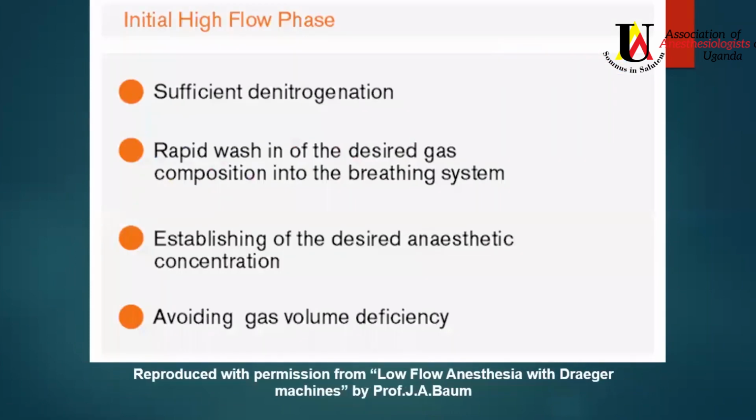So the initial high flow, just to summarize: sufficient denitrogenation. You use this chance to do the rapid washing in of the desired gas composition into the breathing system, also to fill it up before you reduce, because remember we said your system has to be compact without any leak, so this helps to fill up the whole circuit. Then establishing of the desired anesthetic concentration by looking at your expired anesthetic agent. So your target is 0.8 times the MAC that you want. And also to avoid gas volume deficiency.